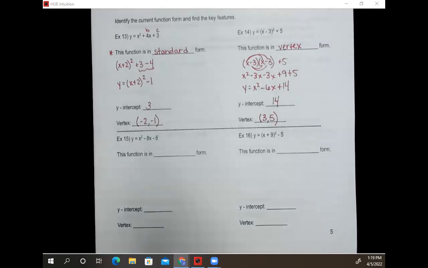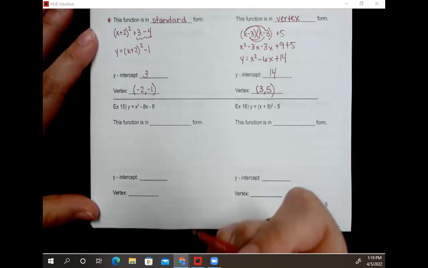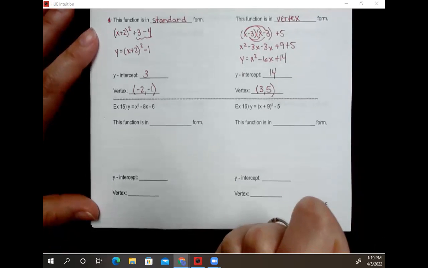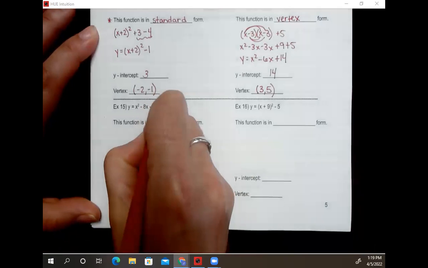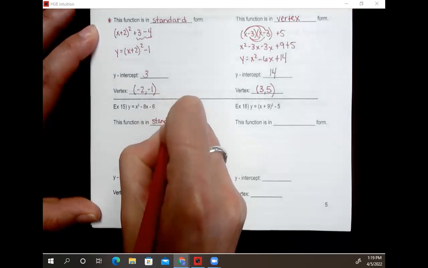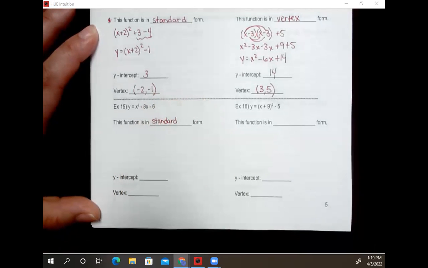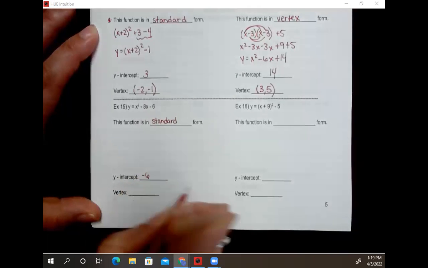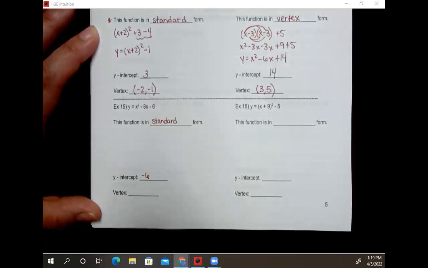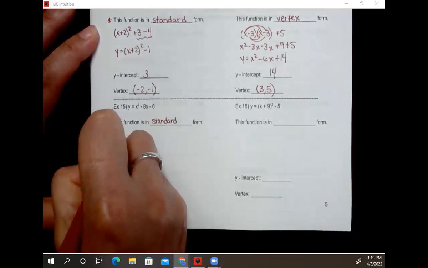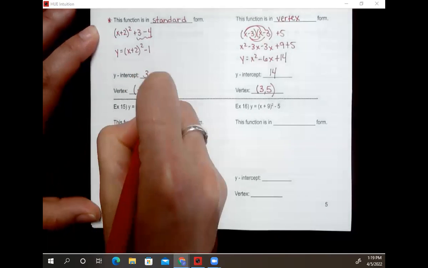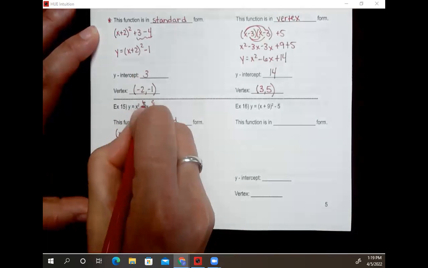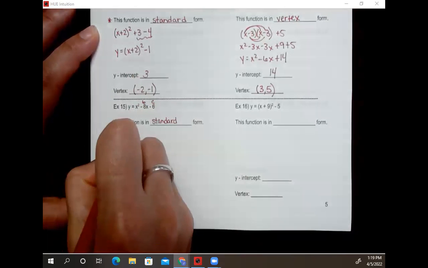Okay, let's take a look at these. Example 15, what form is this function in? This is standard. So what do I know? What is the y-intercept? My y-intercept is -6. Good. Now to find the vertex, I have to change this to vertex form. So we're going to complete the square. Here's my b, here's my c. Take my b, cut it in half. -8 cut in half would be -4.